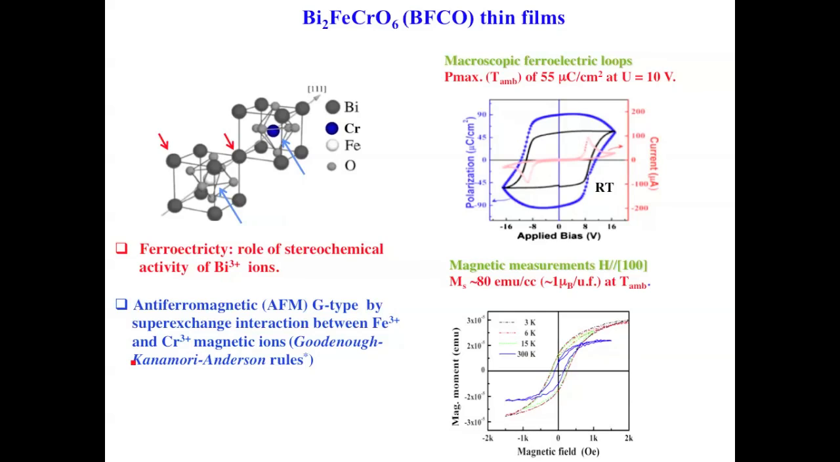And you can see that the polarization can go up to 55 microcoulomb per square centimeter, and they exhibit a good magnetic moment around 1 μB at room temperature. This is due to the occurrence of cationic ordering between iron and chromium along the 111 direction. So this parameter, we will see in the next slide, is really important for the PV properties.